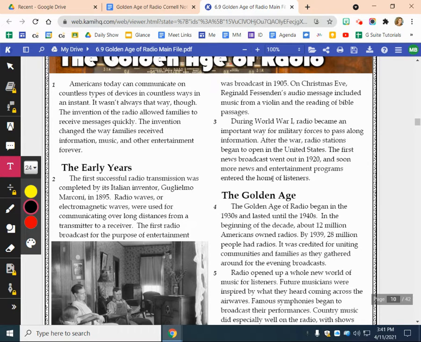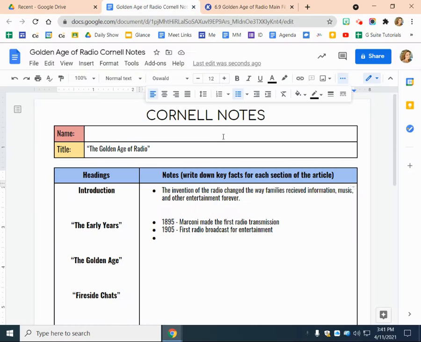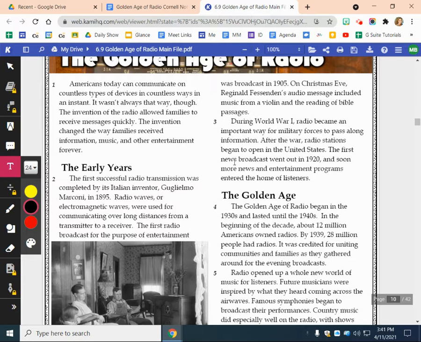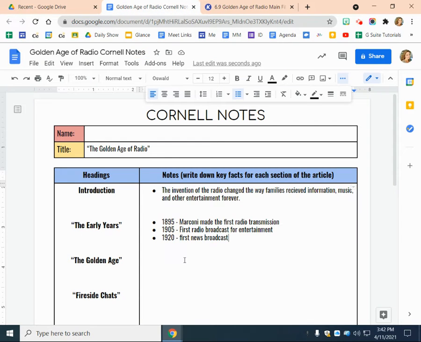And then that final year was 1920. It says the first news broadcast went out in 1920. 1920, first news broadcast. Now you could add other things, how the military during World War I used the radio to help pass along information. You could add some details about what was heard on Christmas Eve in 1905. But really, for your Cornell notes, we just want some basic facts. We don't need to get into a whole lot of detail.